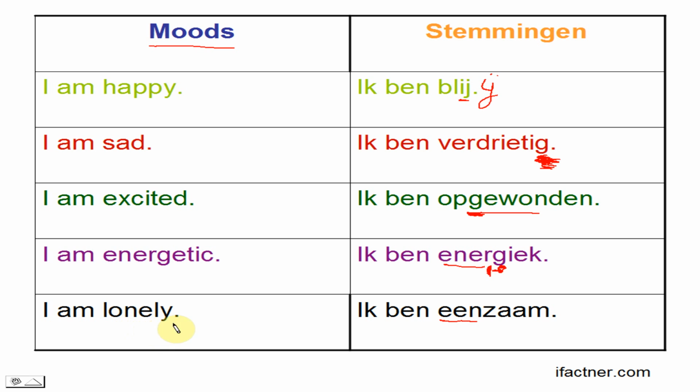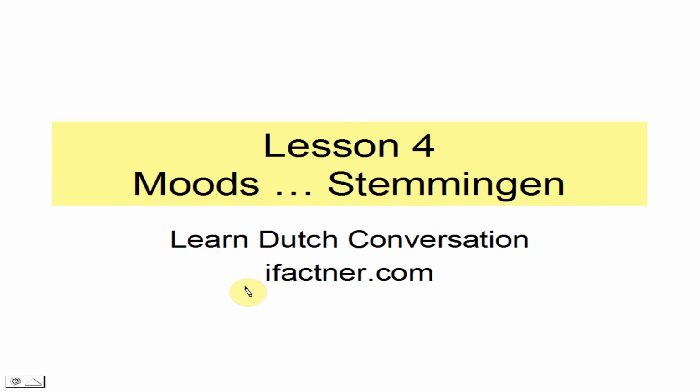I am lonely. Yes, ik ben eenzaam. So guys and girls, let's repeat the phrases in Dutch one more time. Stemmingen. Ik ben blij. Ik ben verdrietig. Ik ben opgewonden. Ik ben energiek. Ik ben eenzaam.